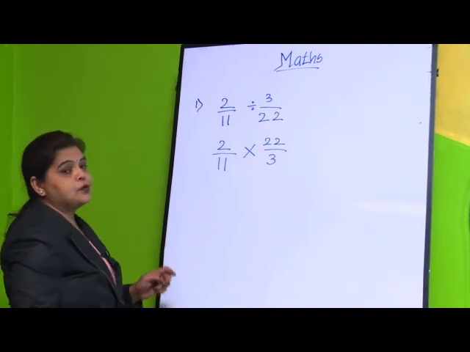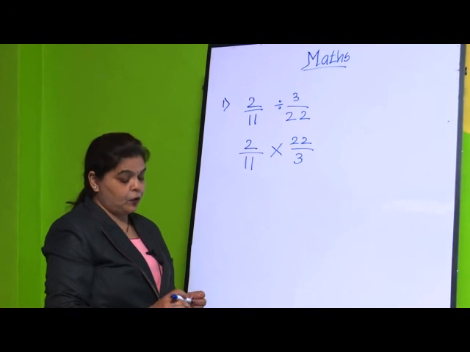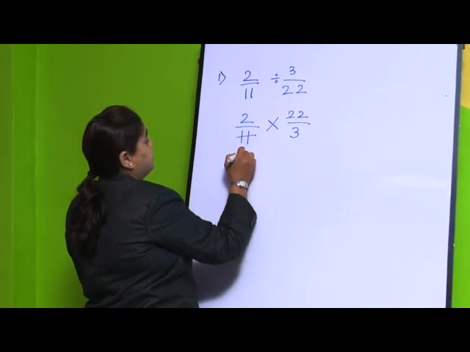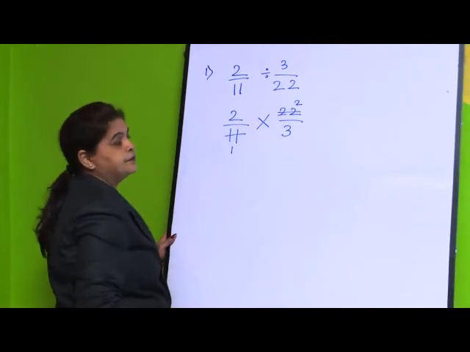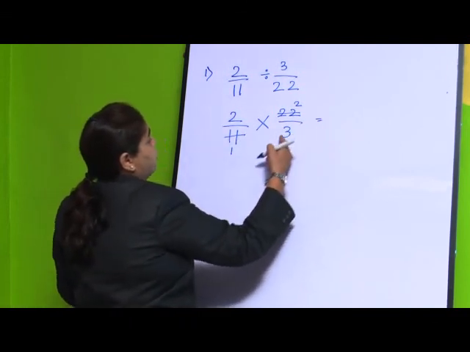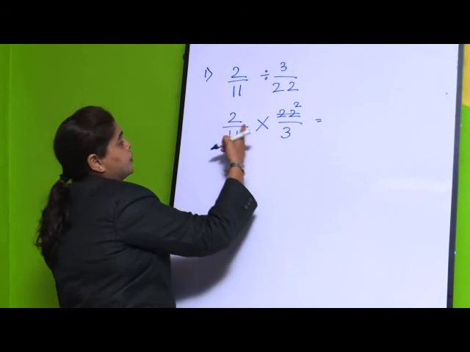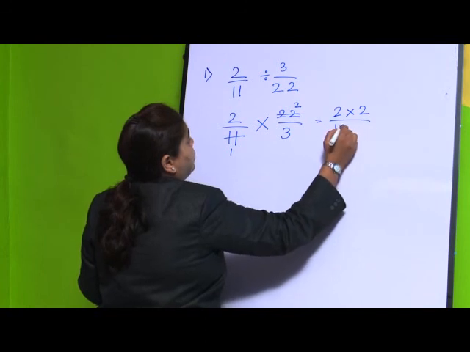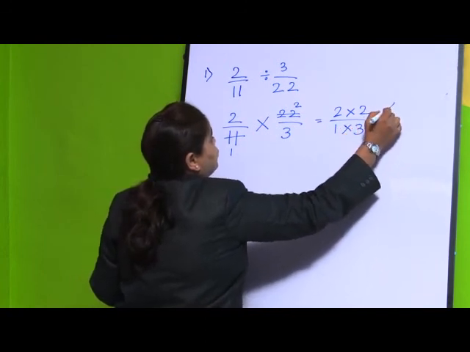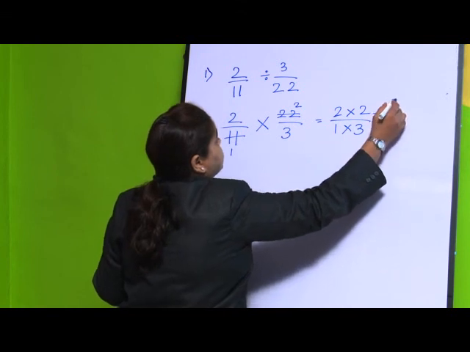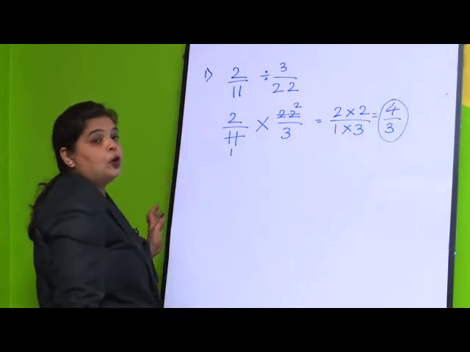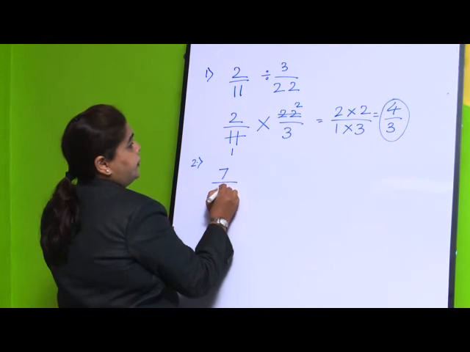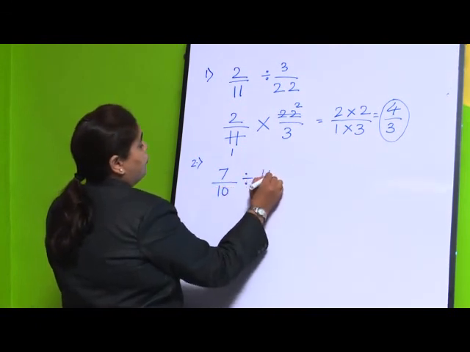If it is possible to reduce, we will reduce here only, so we will get the answer in the lowest terms itself. We check if it is possible. Yes, it is possible. Here we can go for 11 ones are 11, 11 twos are 22. Now, what will be the step? We just write in multiplication form, that is 2 multiplied by 2 upon 1 multiplied by 3, which is equal to 2 twos are 4 upon 3. This is the fraction we got, in the lowest terms. Another example we will see is 7 upon 10 divided by 14 upon 5.